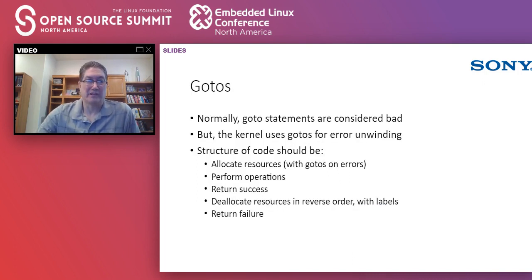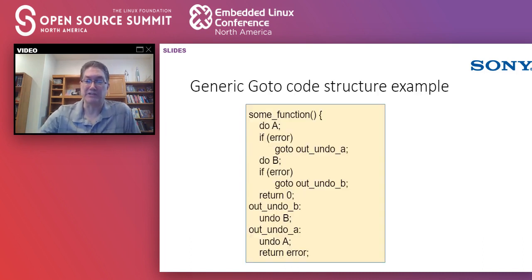Next idiom is gotos. Now, normally goto statements are considered bad. We've all been taught in our computer science and programming that you can create bad spaghetti code. But the kernel uses gotos in a very specific way for error unwinding. The structure of the code when using gotos in the kernel is you allocate resources, you perform operations, then you return success. If there are some errors, then you deallocate the resources in reverse order using labels, and then you return failure.